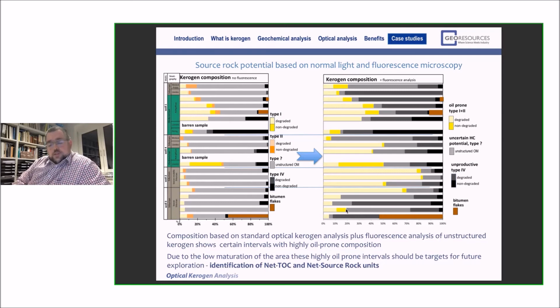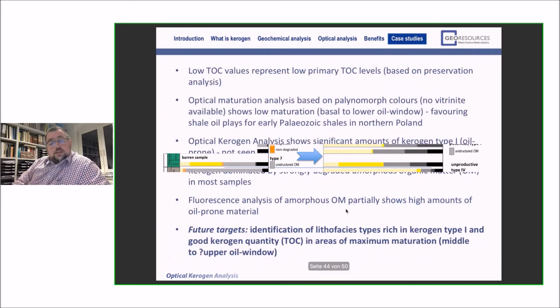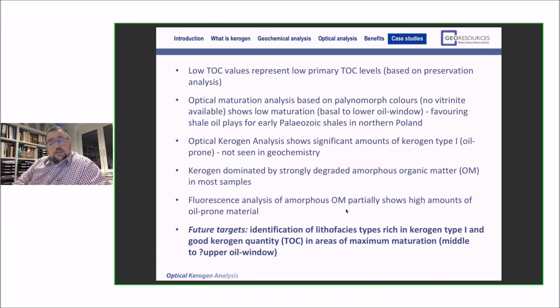So this is just a second case study, showing how much you can add with optical analysis to your standard chemical analysis to understand difficult and complex systems. I gave you, I guess, already all the information. The question in this discussion in Poland was, so what are the future targets? And the future targets have changed completely. You don't have to search for shale gas any longer in Poland. You have to search for shale oil. If you're lucky, you get shale oil, but never shale gas.